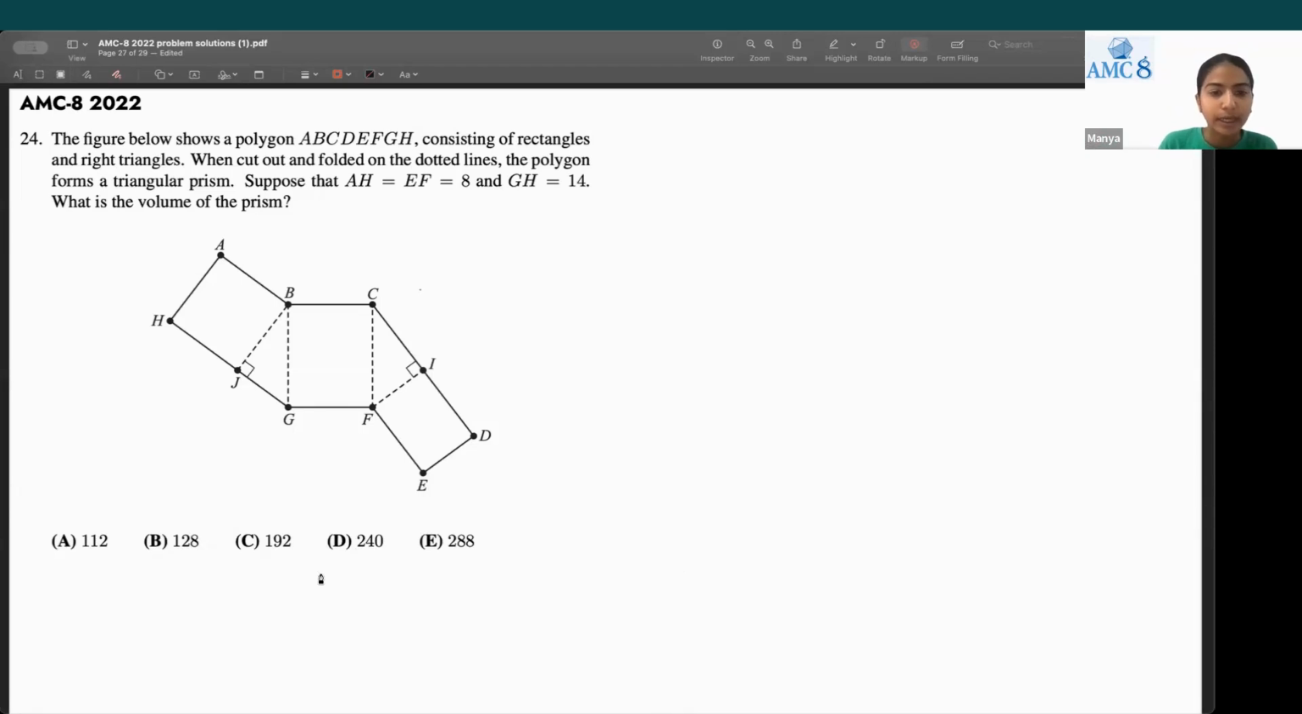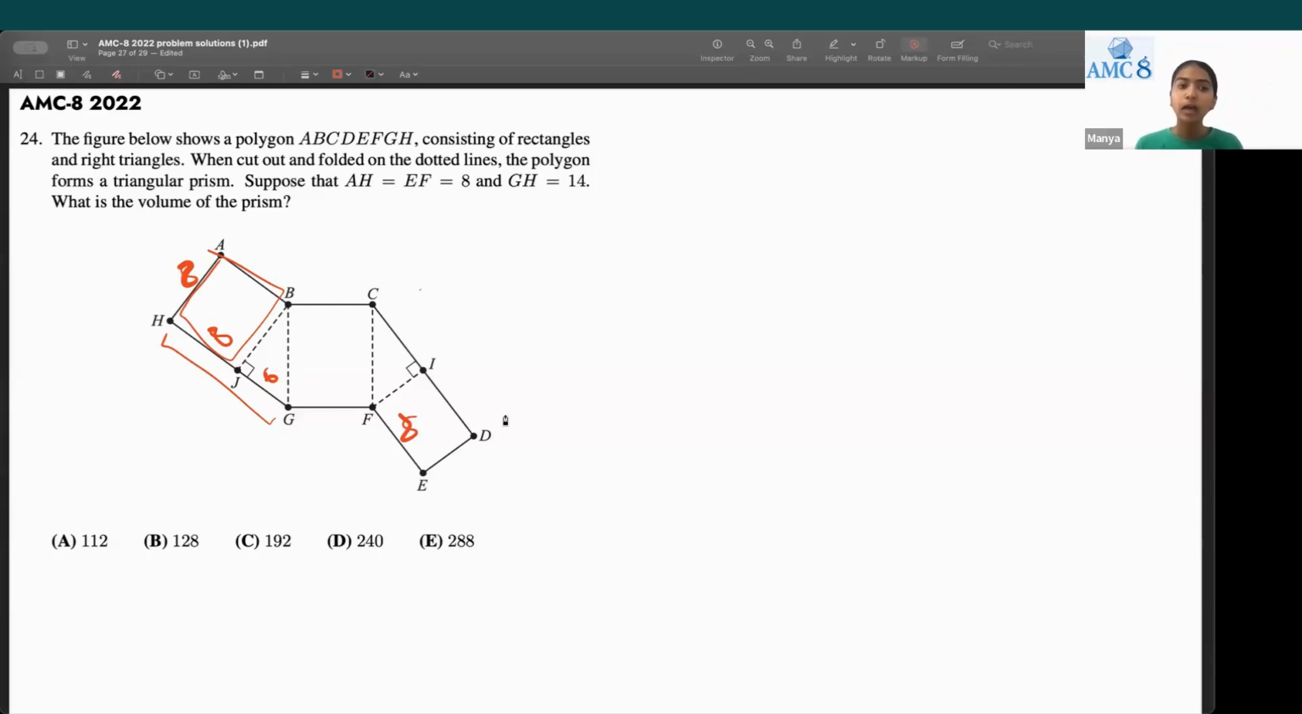So let me just label the side lengths. We have AH is equal to 8 and EF, which is also equal to 8. And GH is going to be equal to 14. But since we know that this is a square right here, this side is also going to be equal to 8. And 14 minus 8 gives us 6. So JG will be equal to 6.